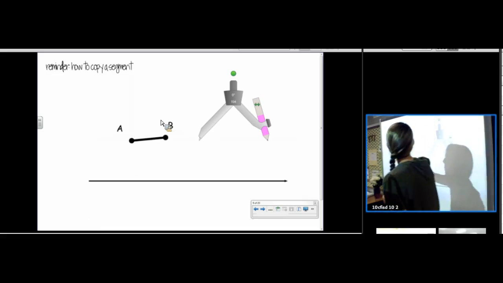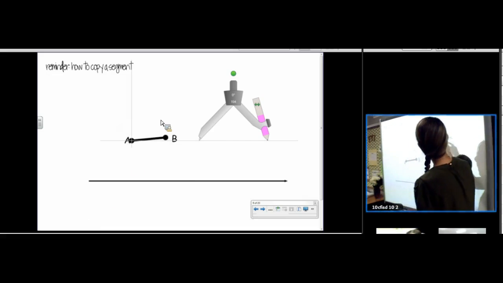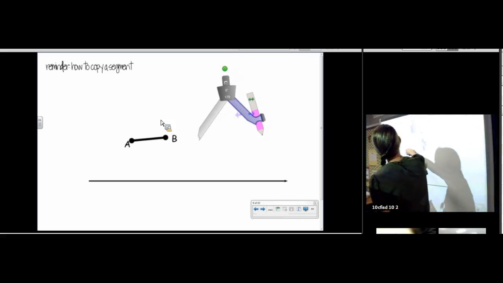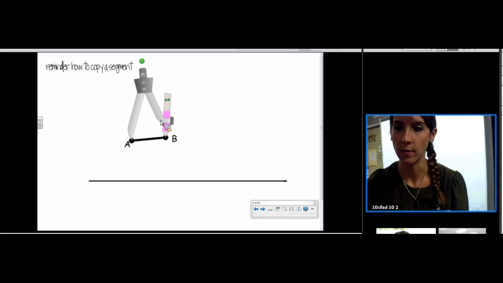I'm going to move this down a little bit for my compass. So how to copy a segment. The first thing we learned was you put your needle on one end point and you put your pencil on the other end point. Needle on one end point, pencil on the other. Then you take your compass and you don't change the setting and you move it down and just put it right there.